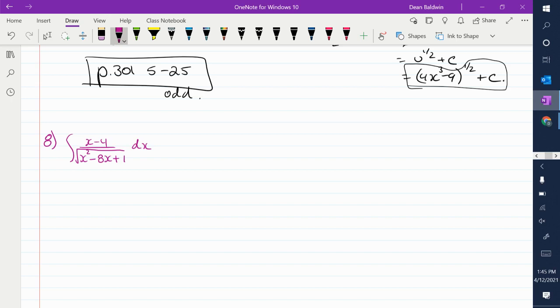I know, everybody's happy. So here's our first one. The integral of x minus 4 divided by the square root of x squared minus 8x plus 1. Well, let's just talk about it first. I'm going to give you some practice ones here.